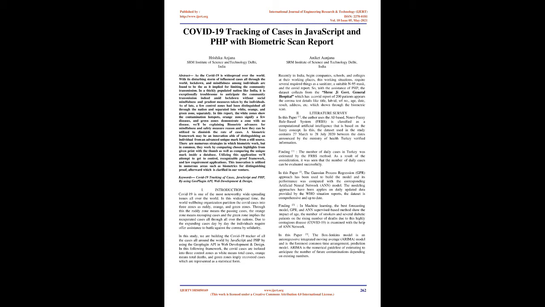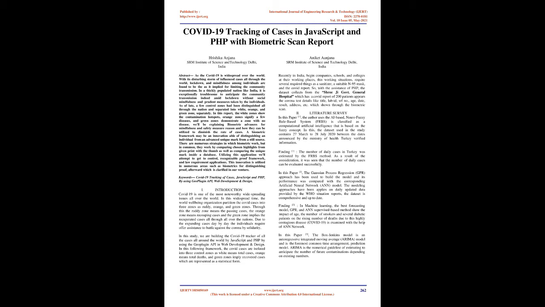Due to the increasing cases day by day, the people offer assistance to battle against the corona by solidarity. In this study, we are building the COVID-19 tracker of all the cases all around the world by JavaScript and PHP by using the GeoPlugin API in web development and design. In this following framework, the COVID cases are divided into 3 control zones as white means total cases, orange means total deaths, and green zones mean recovered cases which are represented as a statistical form.